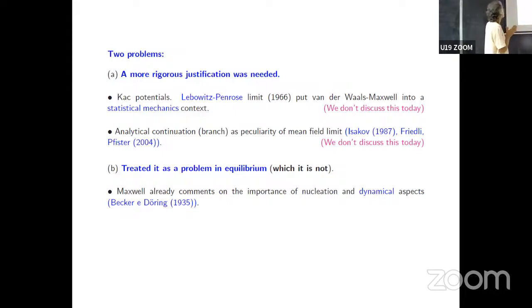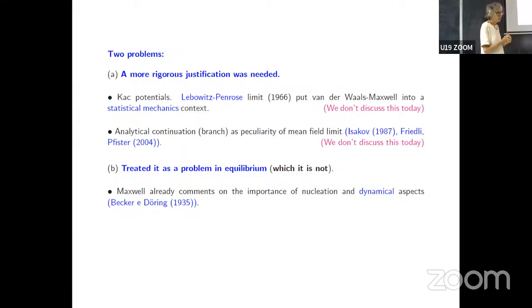was made in the 60s of the 20th century by Lebowitz-Penrose, but it was initiated by the work of Katz, so it's the Katz potential. It's a paper of Katz, Uhlenbeck, and Hemmer, but we are not going to discuss it. So just to say, there is a way to see the Maxwell rule as a rigorous result in statistical mechanics.